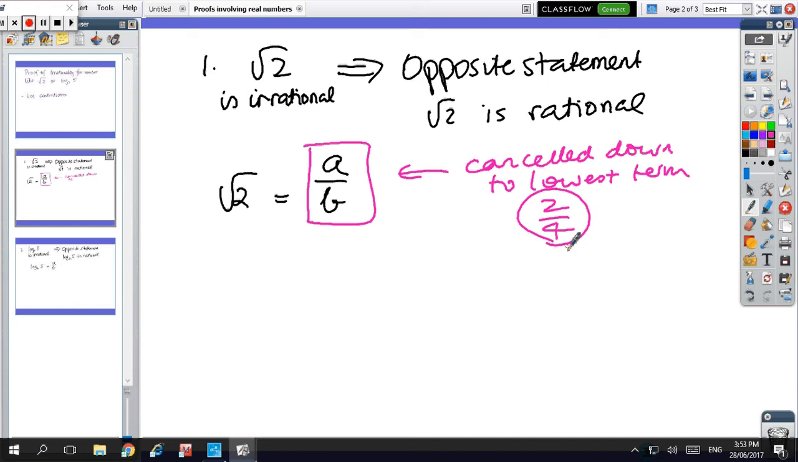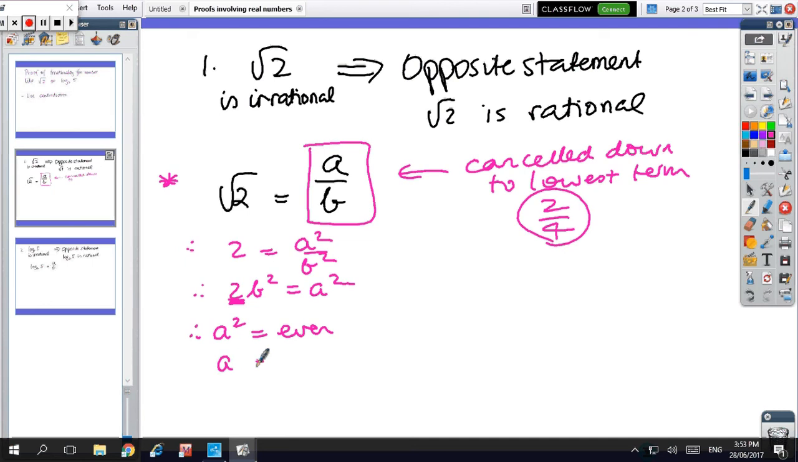Okay, so we start off with the opposite statement, and we'll prove the irrationality of that statement. So the first thing you do is you square both sides, so you end up with a squared over b squared, and then cross multiply. Now, because there's a 2 there, we can say straight away that a squared must be even. And if a squared's even, we've seen that before, that a must be even. Okay, so let's keep going.